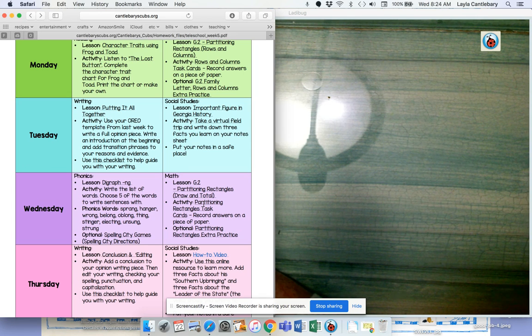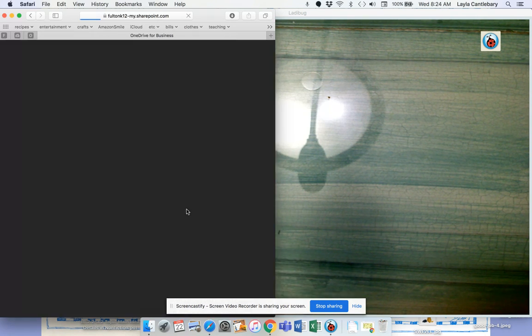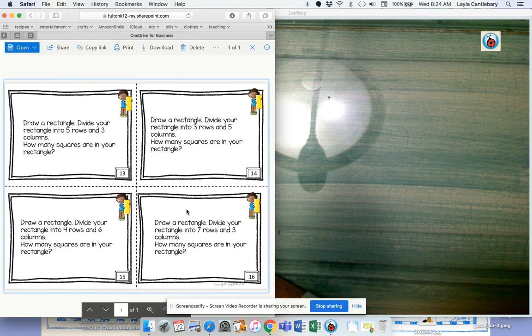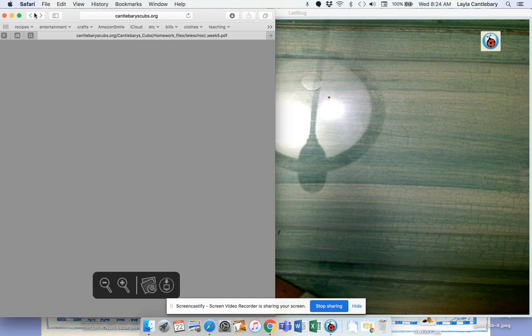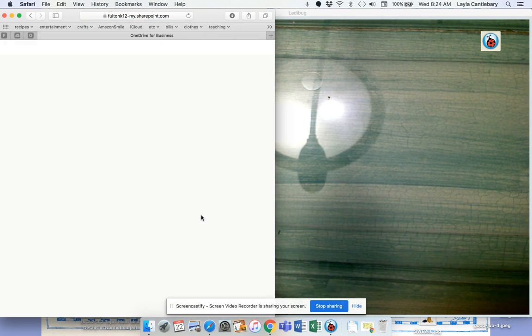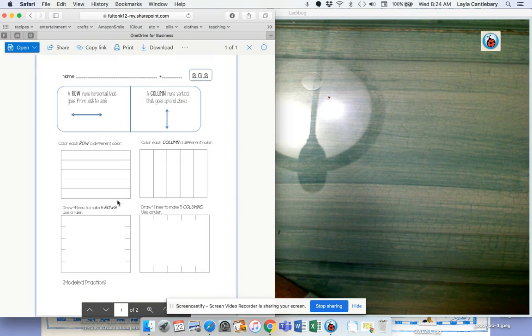And here, partitioning rectangles task card. So you're going to go here, you're going to click here, and you're going to do these today. It's thinking. So these are the ones you're going to do today. You're only doing these 4. All right? And then you're going to take a picture, obviously, and you're going to put it online. Okay? Online being Class Dojo Portfolio. If you'd like, you can click here and do this extra practice. But that's just if you want extra practice.